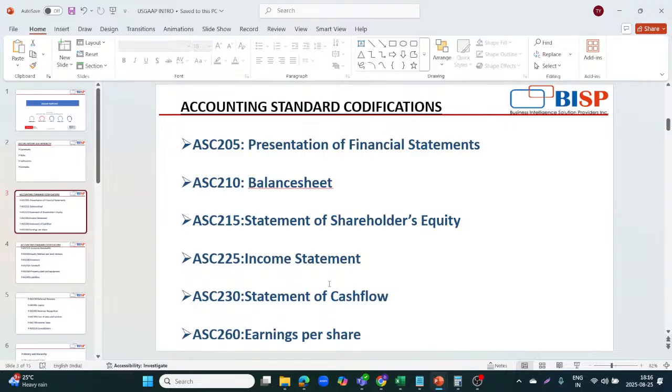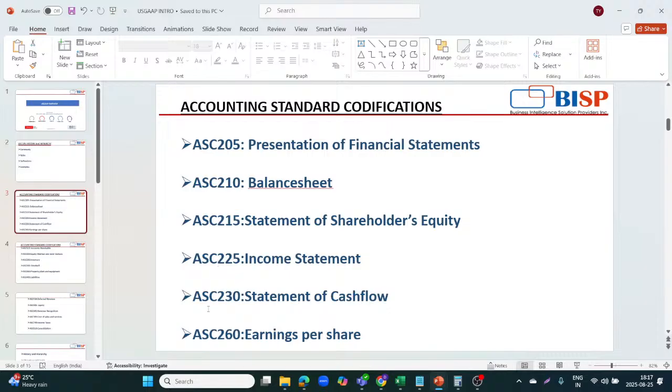How incomes will be booked, what kind of incomes will be booked, is it just operational nature income or non-operational nature income, similarly related to the expenses, and whether provisions will be booked or not. So everything related to the income statement we'll see in detail in accounting standard codification 225.